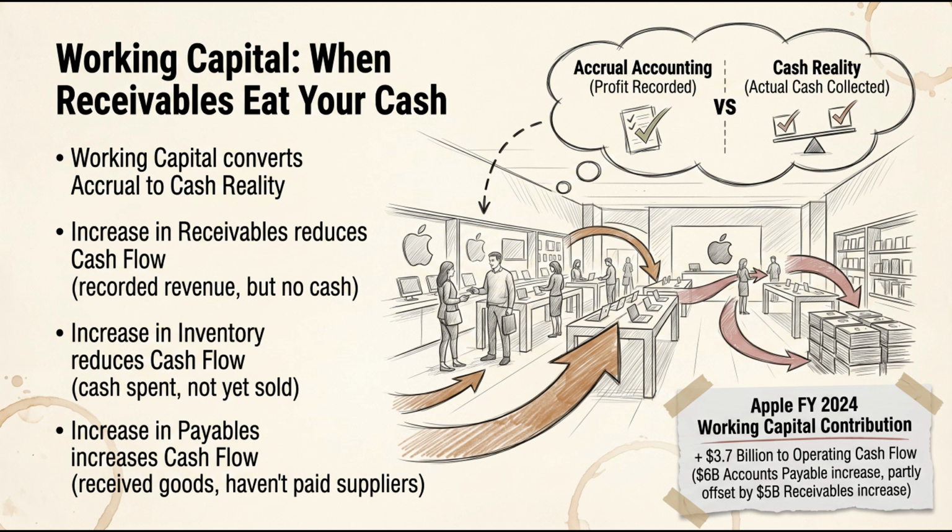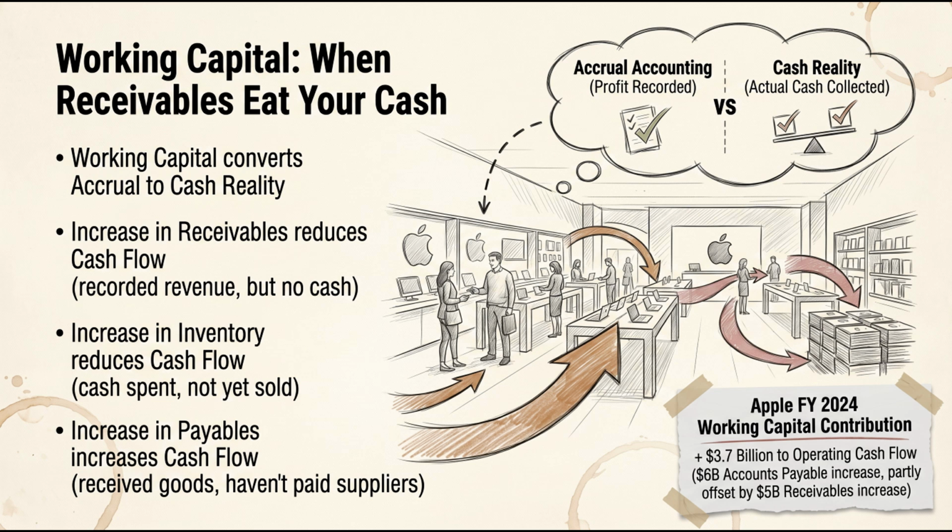However, if accounts payable increases, it means the company received goods but has not paid its suppliers yet, which increases cash flow. In fiscal year 2024, Apple saw changes in working capital contribute a positive $3.7 billion to its operating cash flow. This was driven by a $6 billion increase in accounts payable, which was partially offset by a $5 billion increase in receivables.